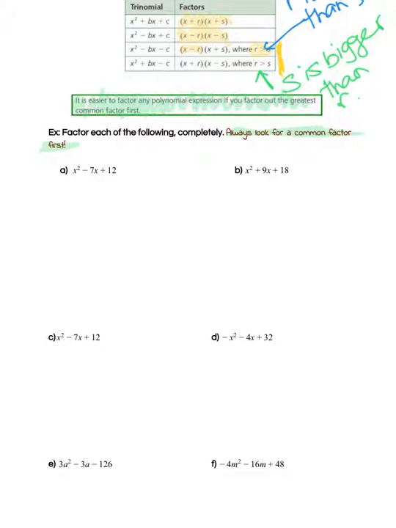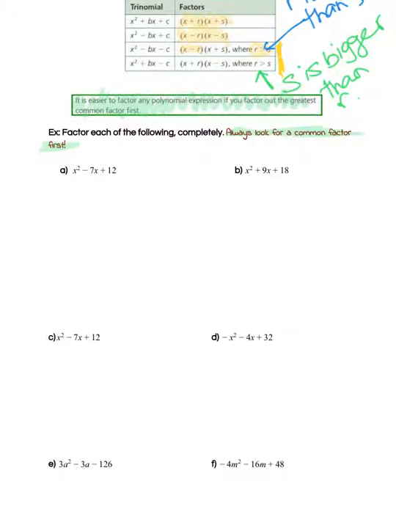All right, so let us do this. We are going to look at this one: x squared minus 7x plus 12. We are looking for a common factor first. And let's break her on down. We're going to break it down into our product, sum, and our factors.